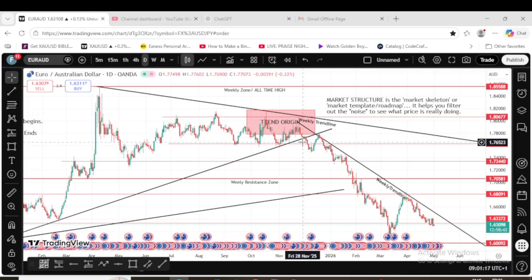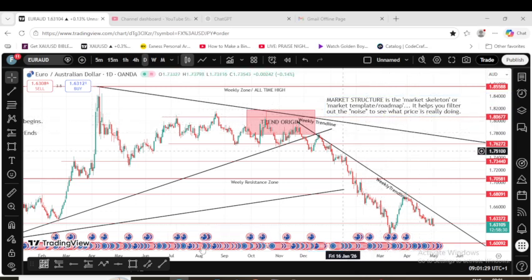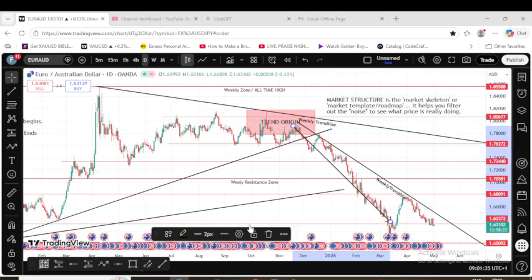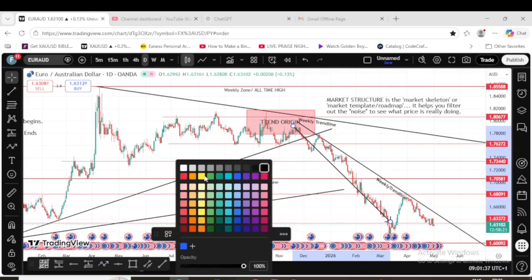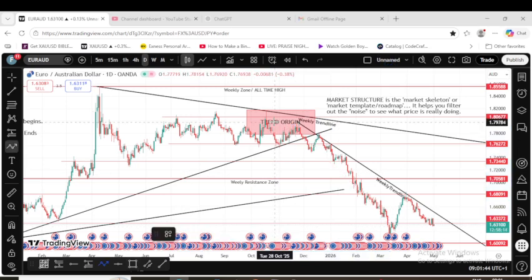I just like showing how I draw it, but still, for the sake of having a visual representation, market structure is the market skeleton or market template or market roadmap. It helps you filter out the noise to see what price is really doing. So what does that mean? You can see price is moving straight down, right? But that move is not very clear. So this is now our market structure. It goes impulsive, correctional, impulsive, correctional, impulsive all the way down here.